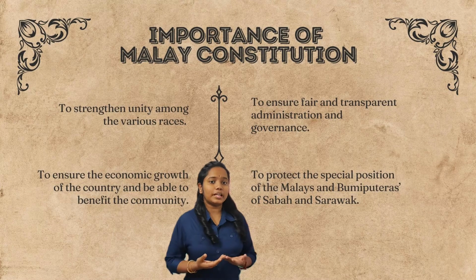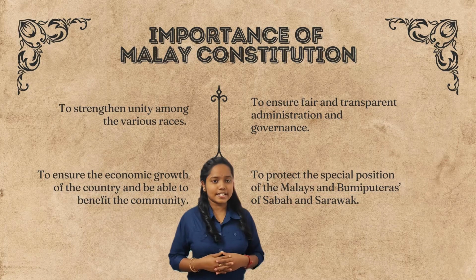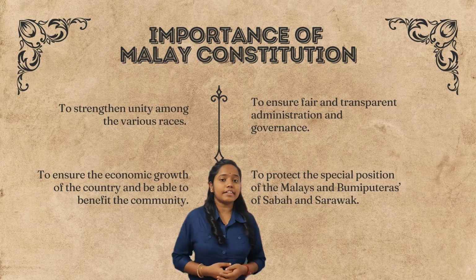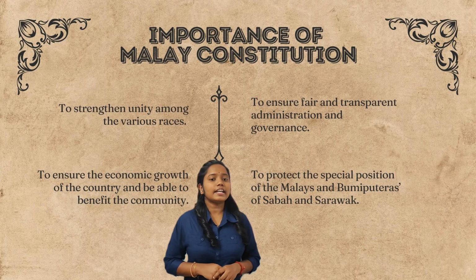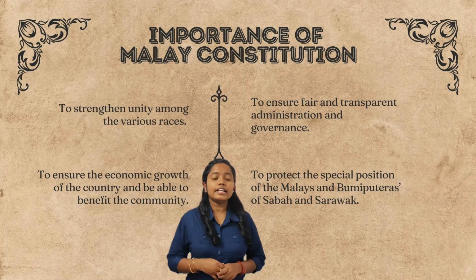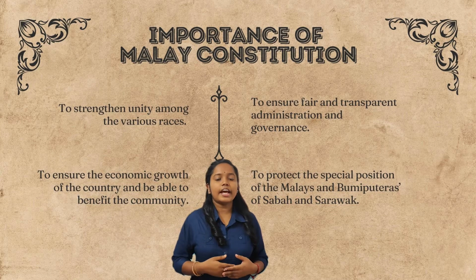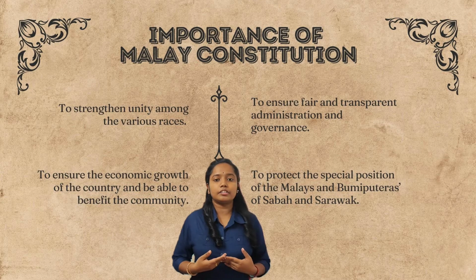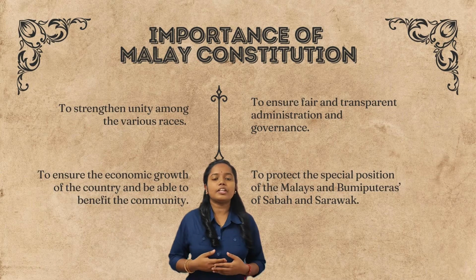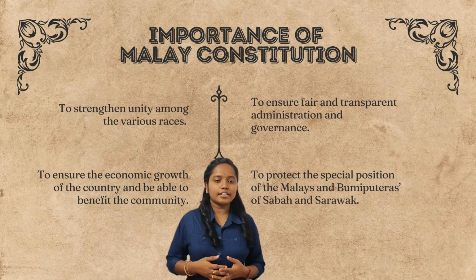Now, I'm going to talk about the importance of the Malaysian Constitution. The first importance is to strengthen the unity among the various races. With the Malaysian Constitution, the rights and the freedoms of the citizens are guaranteed. The second importance is to ensure fair and transparent administration and governance. This can be done through the election process, which gives the people the right to elect their representatives. The third importance is to ensure the economic growth of the country and benefit the community. The fourth importance is to protect the special position of the Malays and the Bumiputras of Sabah and Sarawak. That's all from me. Thank you.